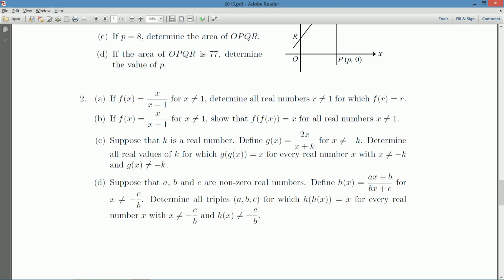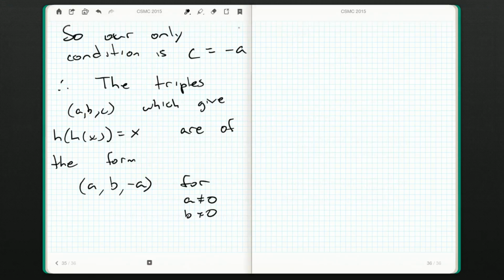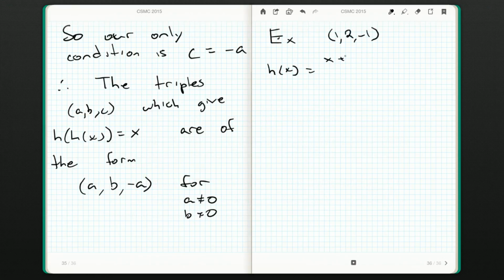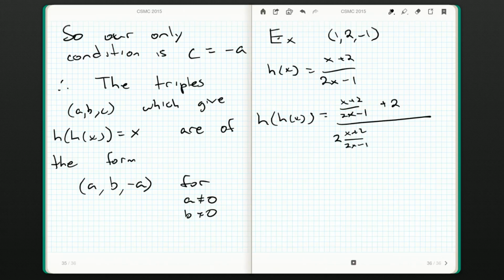But I suppose if we wanted to, we could double check, couldn't we? We could say 1, 2, and negative 1. So h of x is x plus 2 over 2x minus 1. And then h of x is x plus 2 over 2x minus 1 plus 2 all over 2x plus 2, 2x minus 1 minus 1. I'm beginning to regret doing this already.